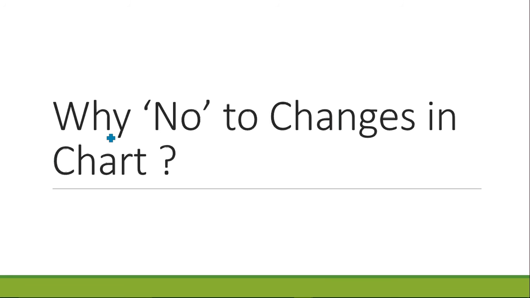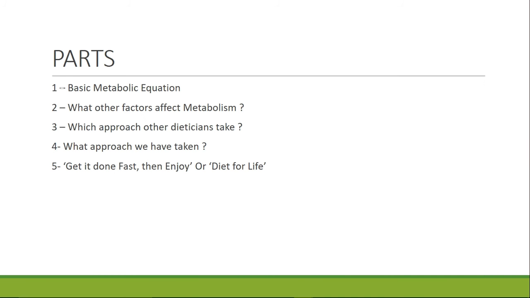Maybe you're not able to understand it fully, and just to clarify the whole concept properly, I'm having this small webinar. Okay, so let's start. So these are the components of the webinar. Don't worry by just seeing the names. They look complicated, but it is quite easy. So the contents are: what is a basic metabolic equation, what other factors affect metabolism, which approach other dietitians take, what approach we have taken, get it in fast, then enjoy, or diet for life. Now let us start.